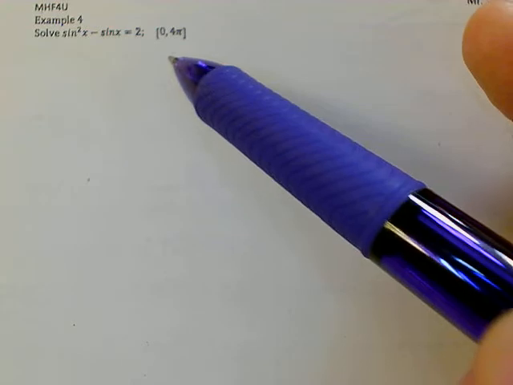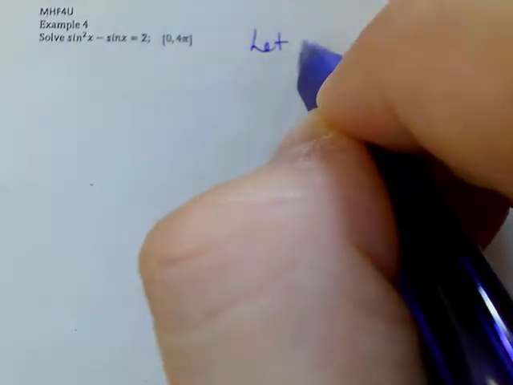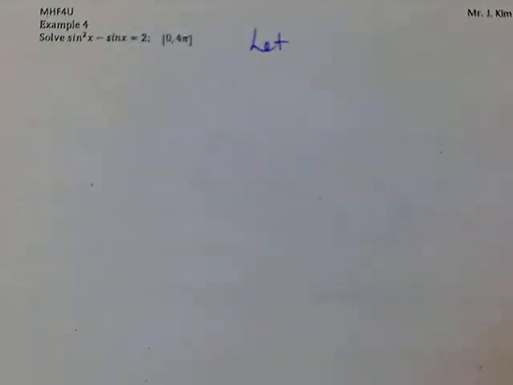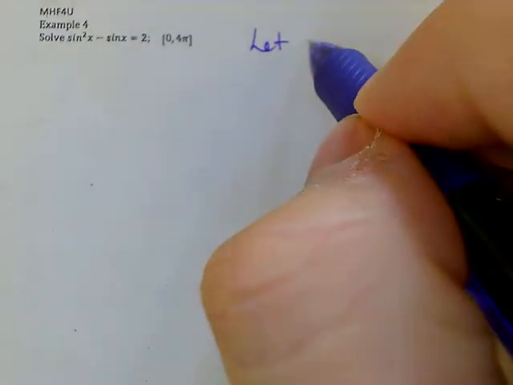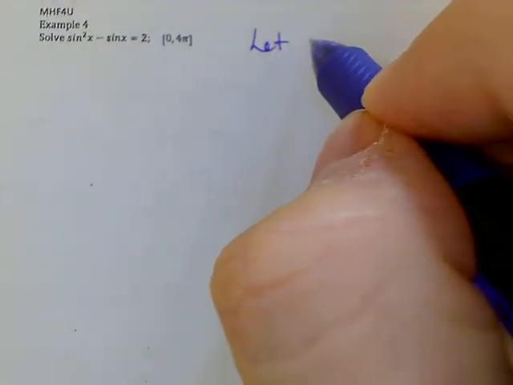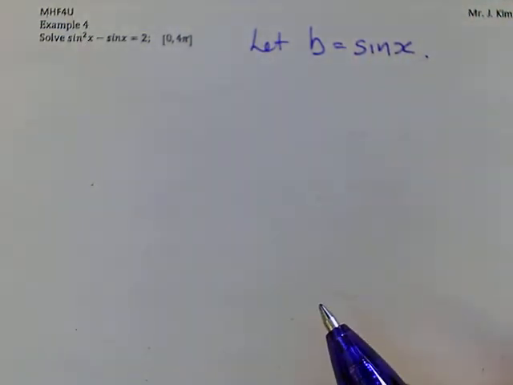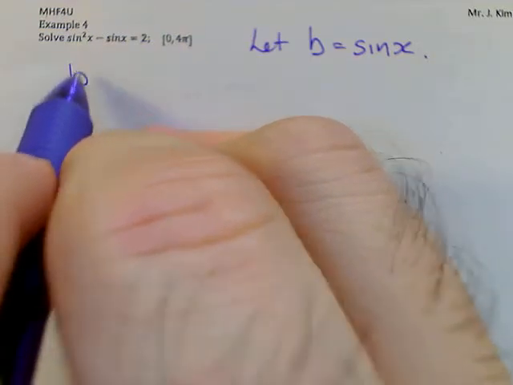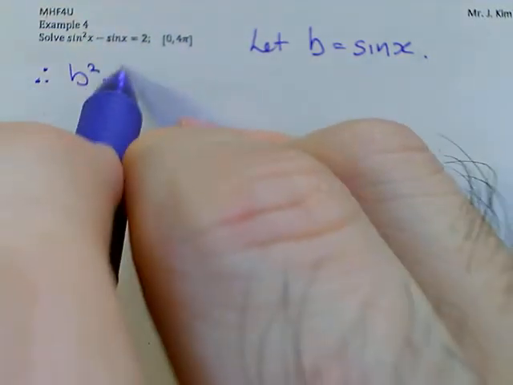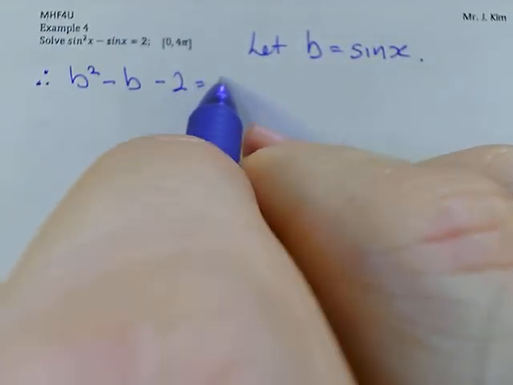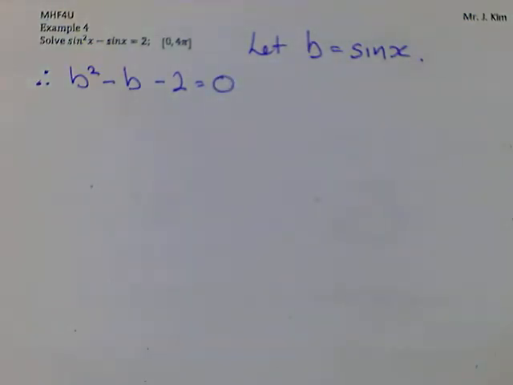Can't do anything. But you might recognize that this is very similar to, what's your favorite letter of the alphabet? B, sure. Let B equal sine x. Does that look familiar to you? It's a quadratic.